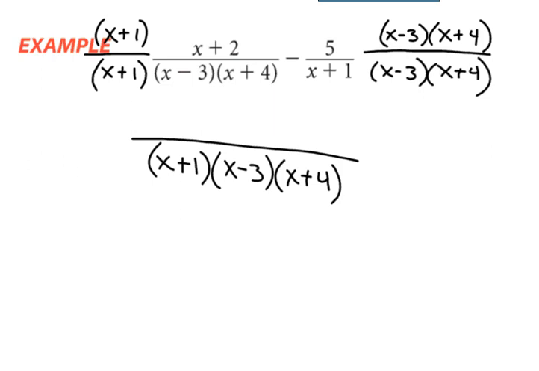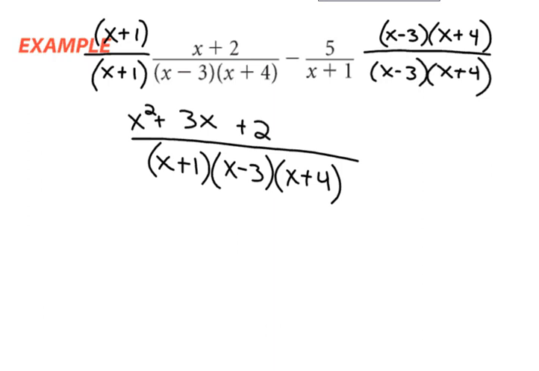And we start multiplying our numerators together. So over here on the left, we have to FOIL these together. So x times x is x squared. X times 2 is 2x. 1 times x is 1x, and 1 times 2 is 2. 2x plus x is 3x. So let's actually just replace this with 3x as our middle term.